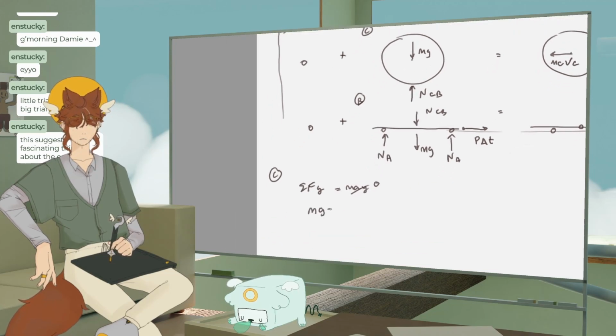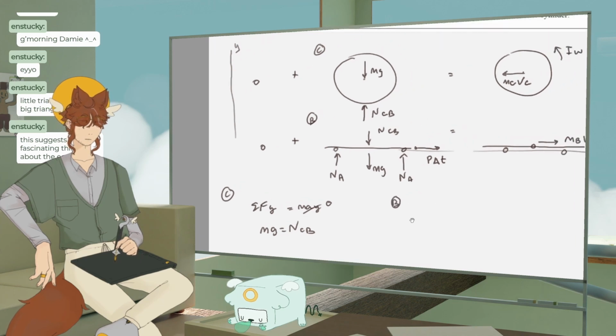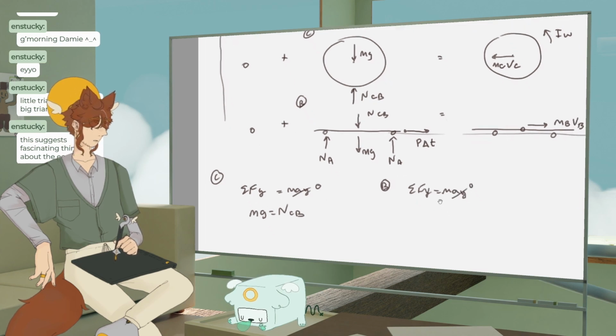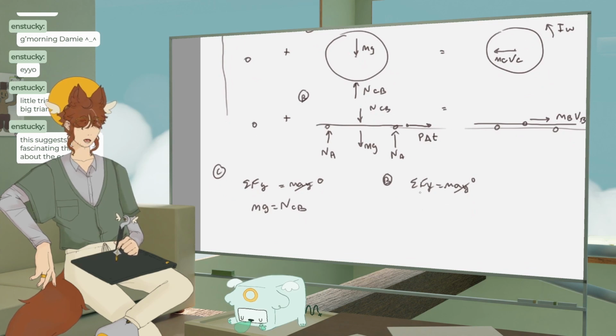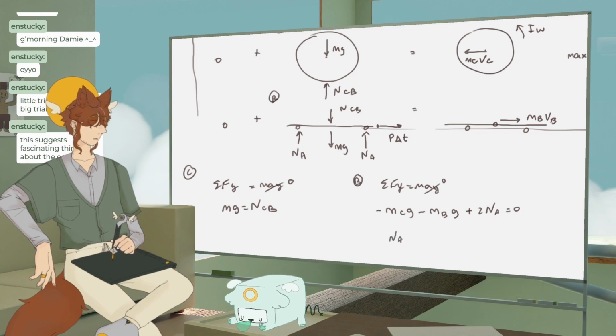So we can say mg equals N_CB. Then we can say in E, also not accelerating. So the sum of forces in y equals m a_y, which is 0. My handwriting gets worse. Okay. So mg minus mg minus m plus 2N_A equals 0, and so N_A. Okay, we know values for N_A, which is great.